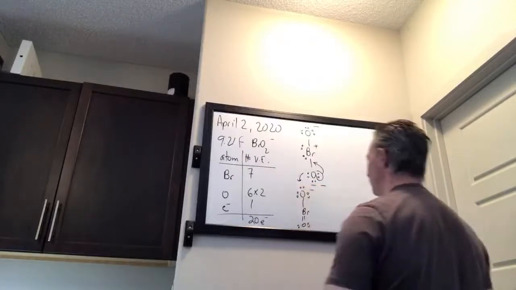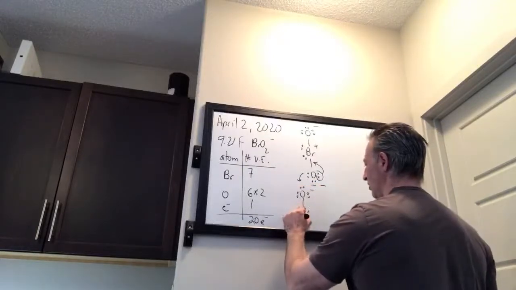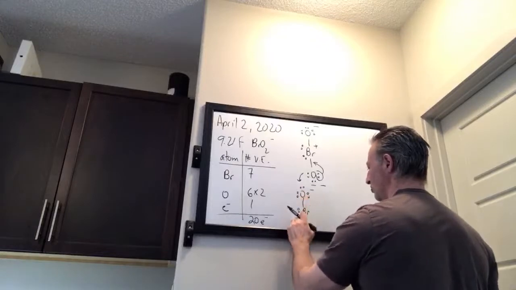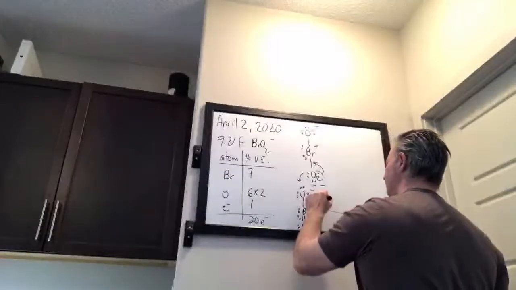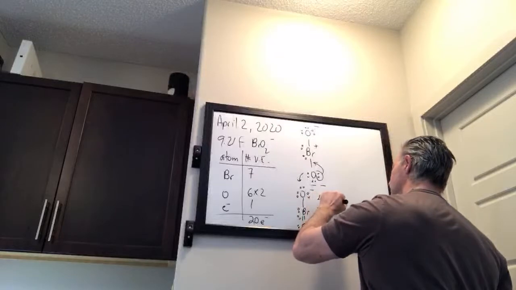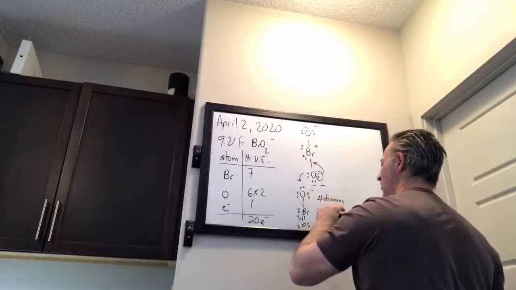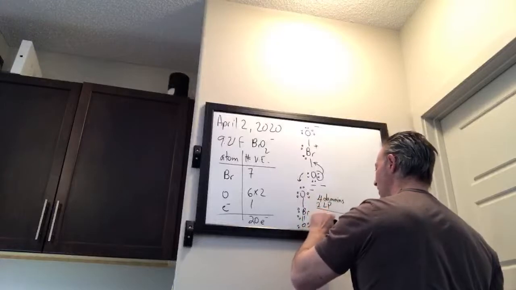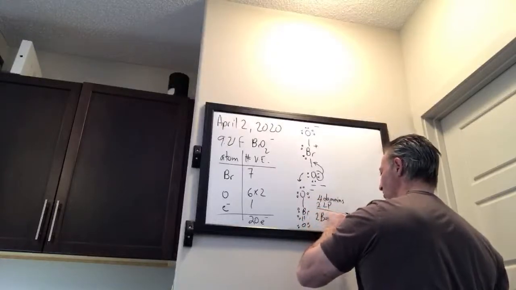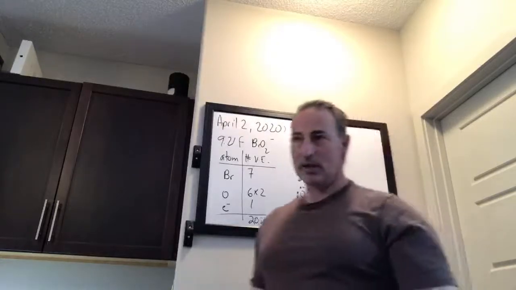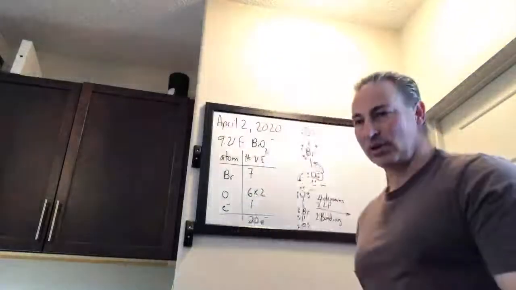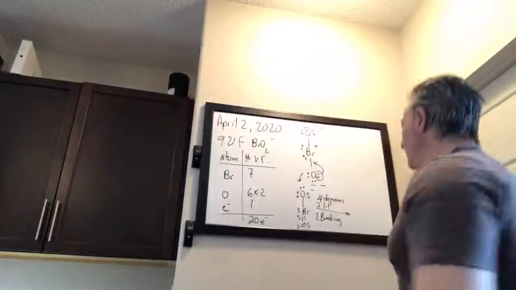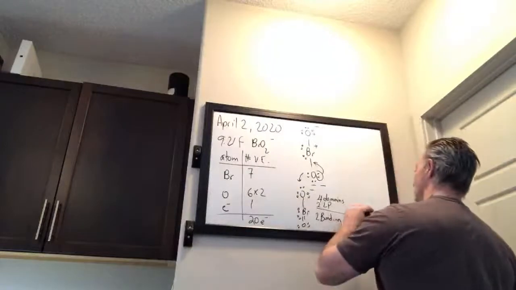Okay, now when you have 4 domains, 1, 2, 3, 4, two of which are lone pairs and 2 are bonding, that's pointing to a tetrahedral archetype. But when a tetrahedral archetype has 2 lone pairs, we call it bent. So the molecule is going to look like this.